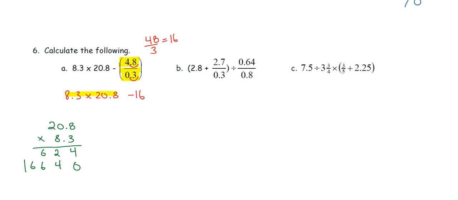So please verify that. And if I go back to my original question, I moved the decimal spot 1 over there, 1 spot here, 1 spot there. So I need to move the decimal spot 2 spots in my final answer. So this is going to be 172.64.